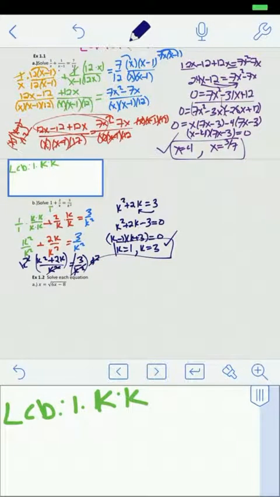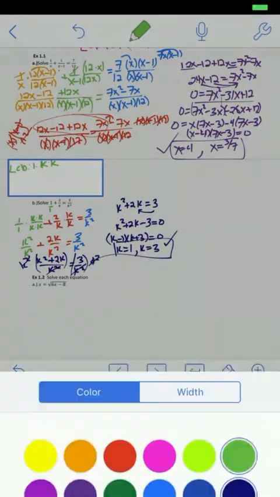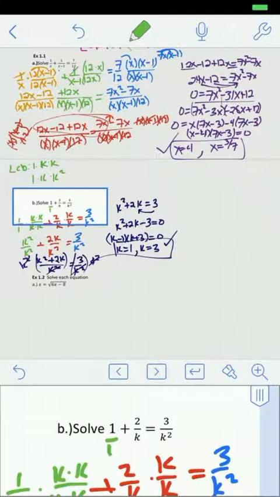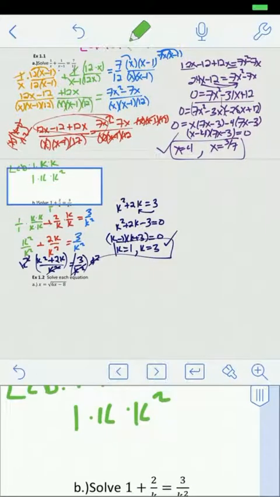There is an alternate form to this when it comes to the LCD. If you wanted to, you could say that your LCD was k and k squared, literally taking one of each. You would have ended up with an extraneous solution of k equals 0, though. That's the only thing that would have happened, and you wouldn't count that as your answer because it would be an extraneous solution, right? You can't have 2 divided by 0. If you went that route, just make sure you watch out for extraneous solutions.